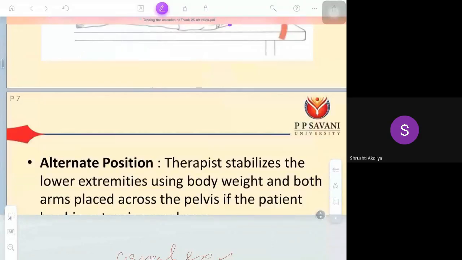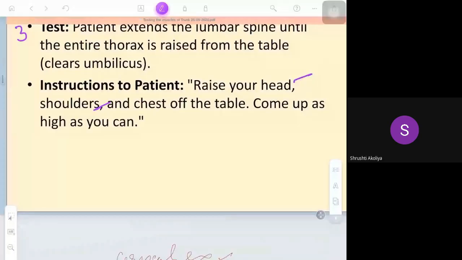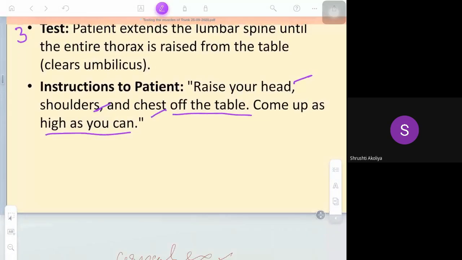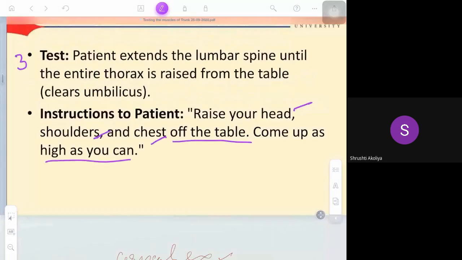And what is the instruction you are giving? Raise your head, shoulder and chest off the table and come as high as you can. जितना ऊपर आ सकता है आप पेशेंट ऊपर आना चाहिए. Clear? He has to raise the head, shoulder and chest off the table until he clears the umbilicus. This is the instruction you will give to the patient.